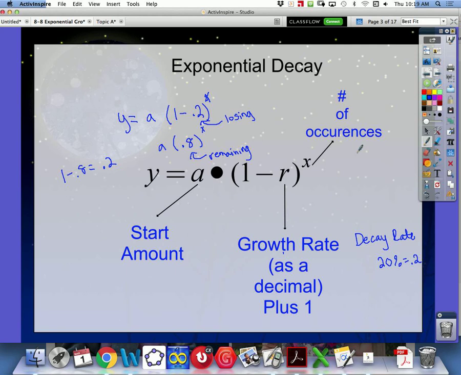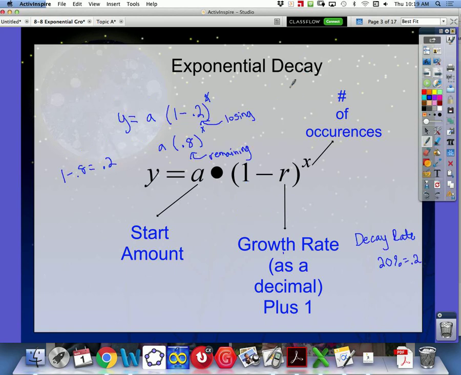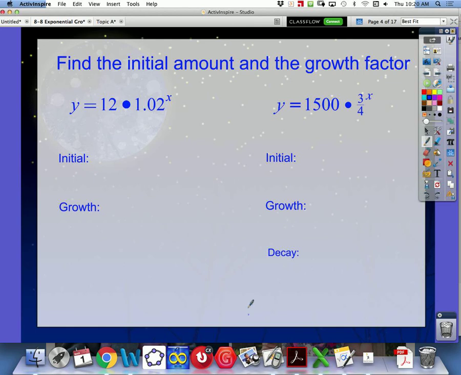Now, just like in exponential growth the b value is greater than 1, in exponential decay the b value has to be less than 1. So you know it's decaying if the number with the exponent is less than 1. So if we take a look here, here are two different equations. If we look at this one, first thing I want to know is, is it a growth or is it a decay? So if I look here, this says 1.02.